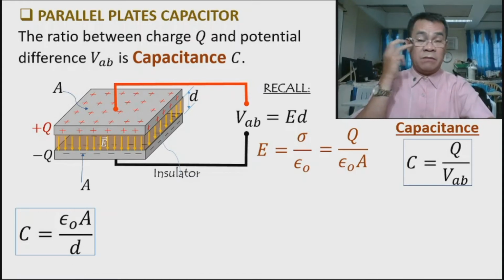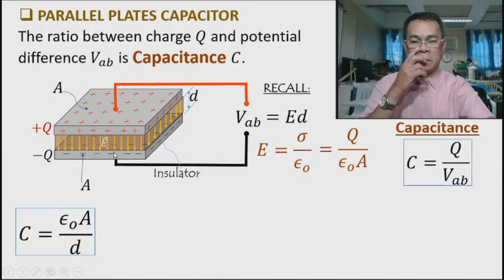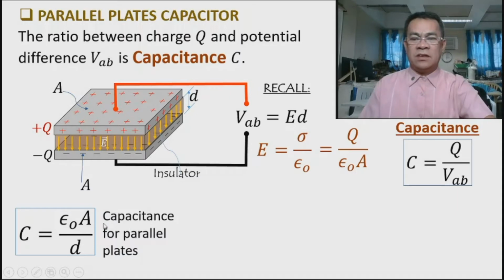So different dimensions have different capacitors. Now take note that this should be a conductor, so that it can store charge. This is only for the capacitance of parallel plates, because parallel plates have a flat area and a distance between them. For other capacitors, like spherical, this formula cannot be used. This is intended for parallel plates only.